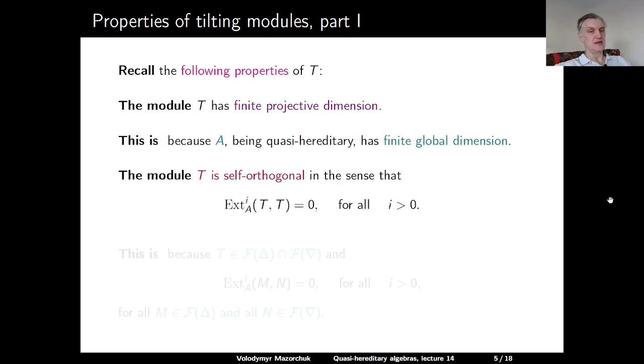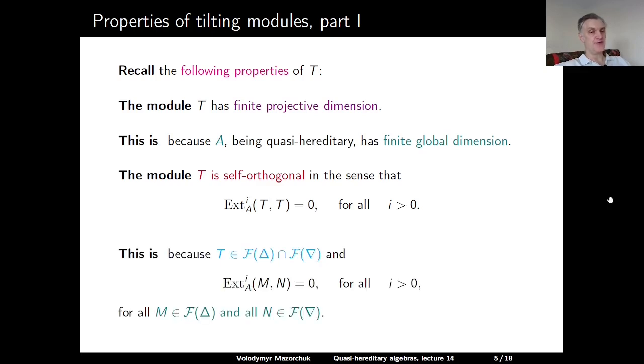This means that all extensions of positive degree from T to T vanish. This is due to the fact that T belongs to the intersection of F nabla and F delta, and we know that all extensions of positive degree from any module in F delta to any module in F nabla vanish.